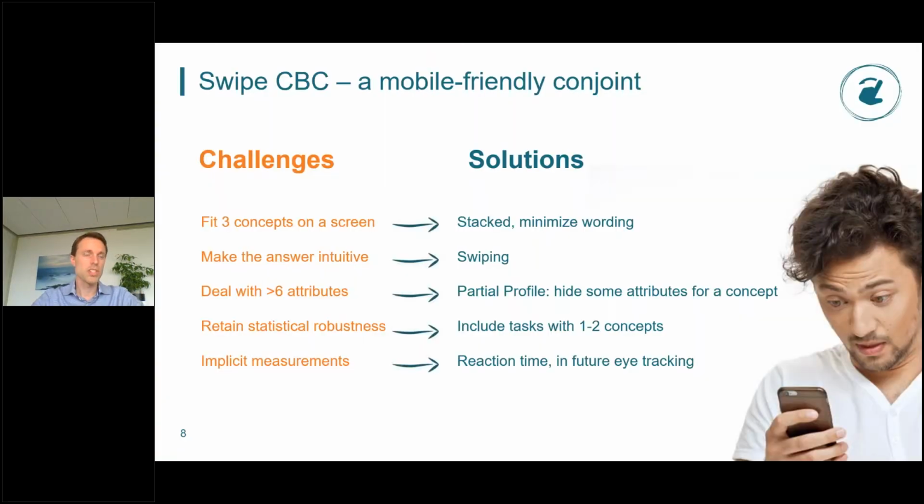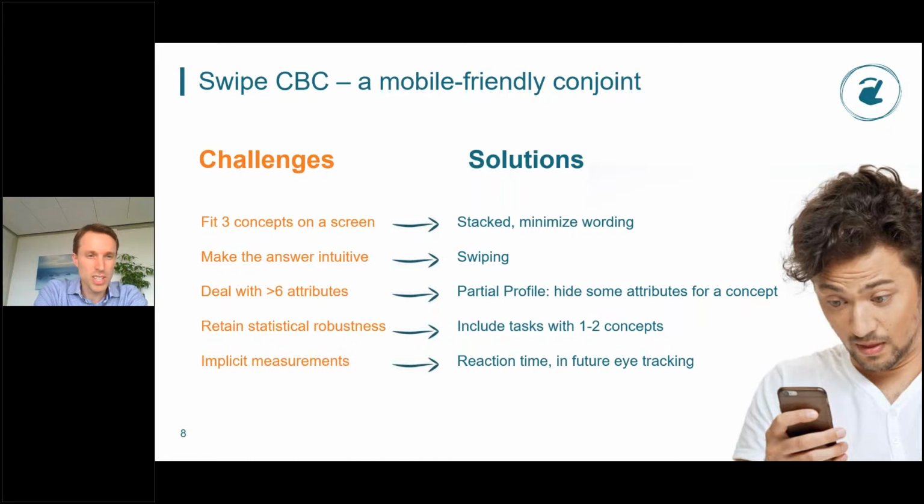So what are the challenges that we're facing? First of all, it's hard to fit 3 concepts on the screen. You saw there was just 1 concept on the previous screens. But we think with stacking and minimizing wording, we could already win a bit of space there. Secondly, we think the answer can be made more intuitive. With swiping for best-worst, there's no need for a best-worst button, so you win a bit of space there, and we think it's also more intuitive for respondents.